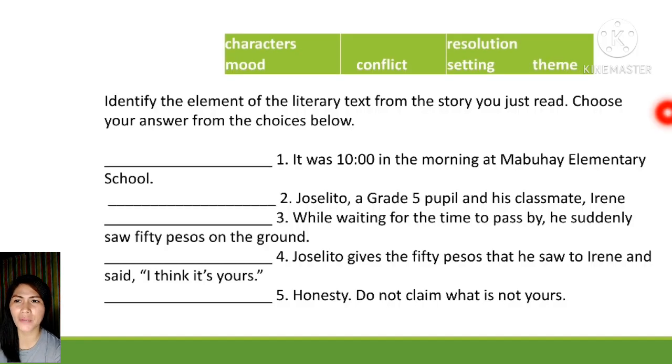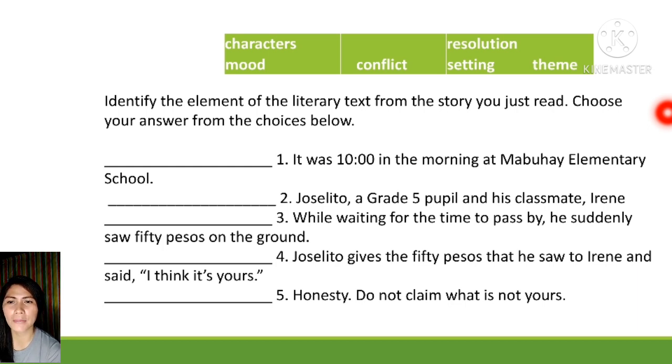From the story, One Moment at Recess, let's try this activity. So the choices are the elements of the narrative text: the characters, mood, conflict, resolution, setting, and theme. Then we have to identify the element of the literary text from the story you just read. Choose your answer from the choices. So it was 10 o'clock in the morning at Mabuhay Elementary School. That is definitely the setting. Okay. Joselito, a grade 5 pupil, and his classmate, Irene. Of course, that's an example of characters.